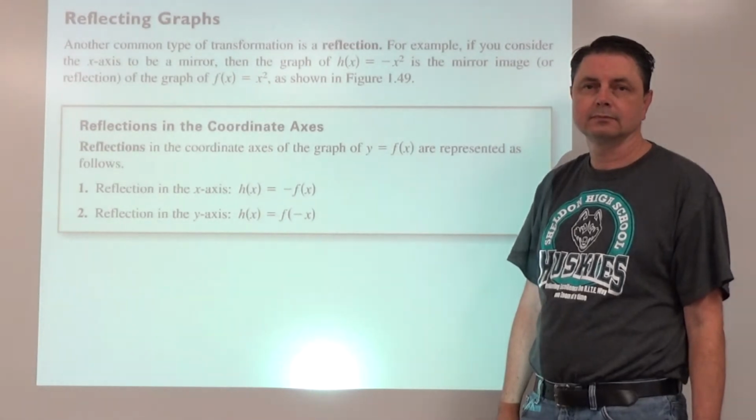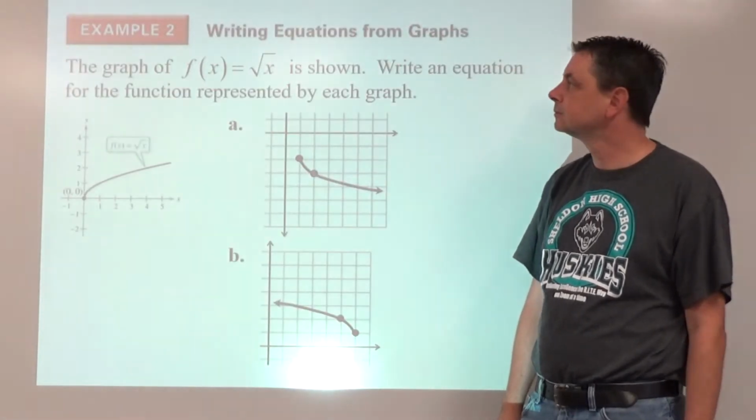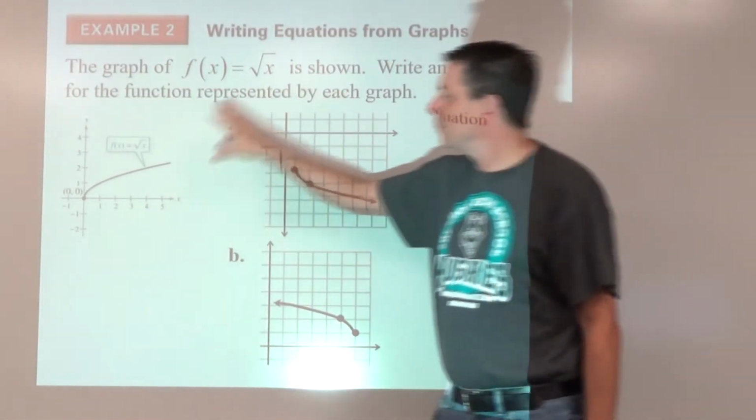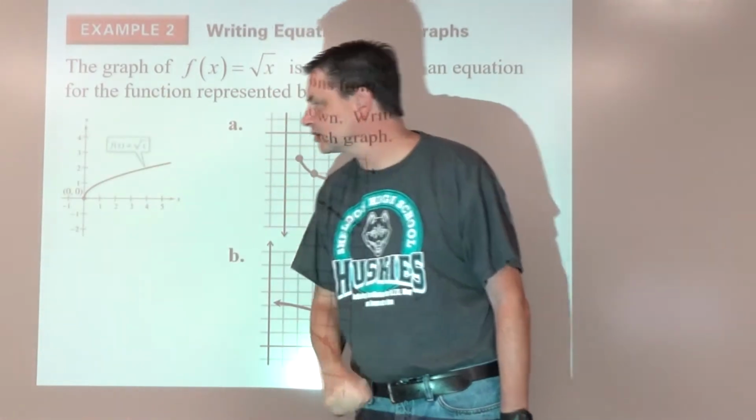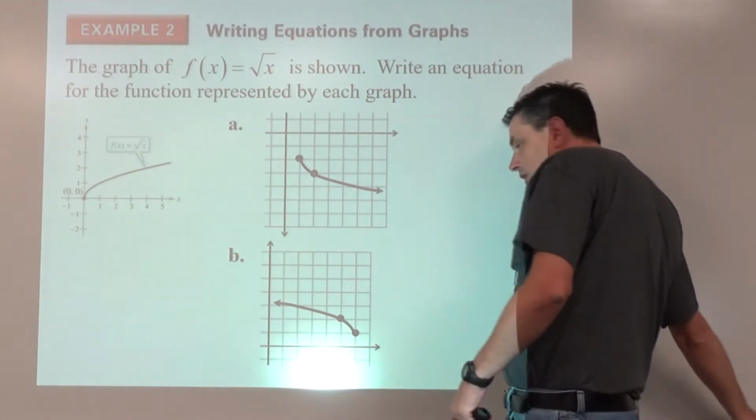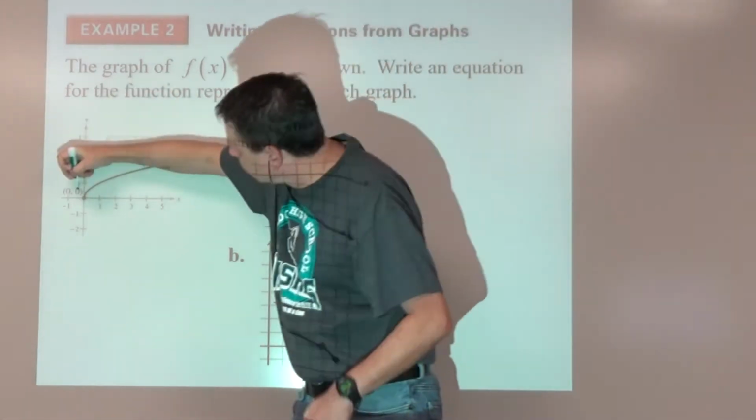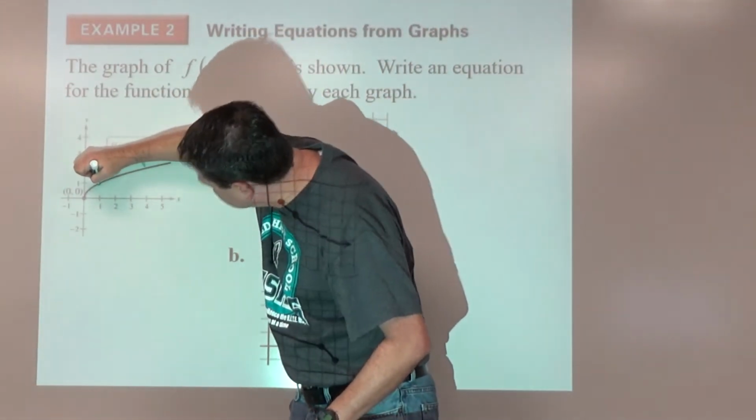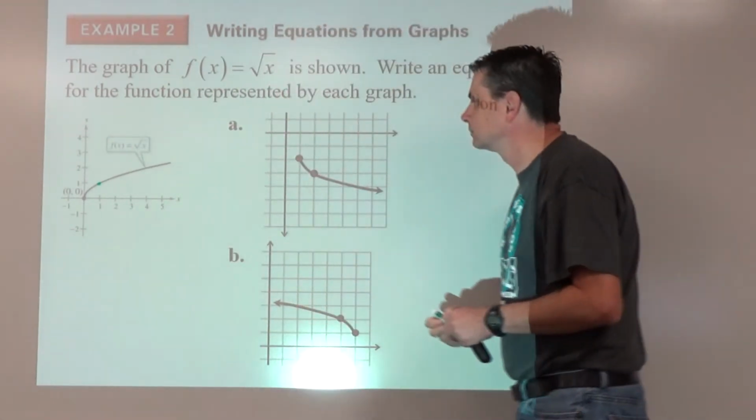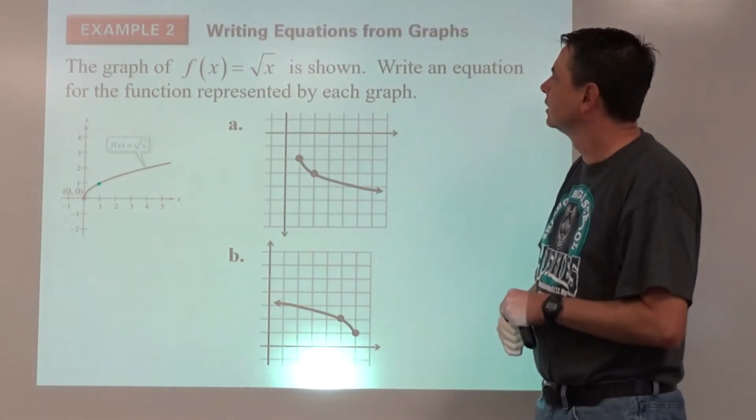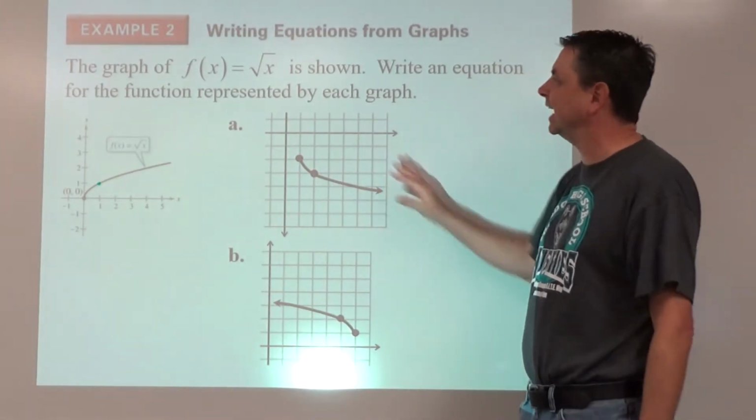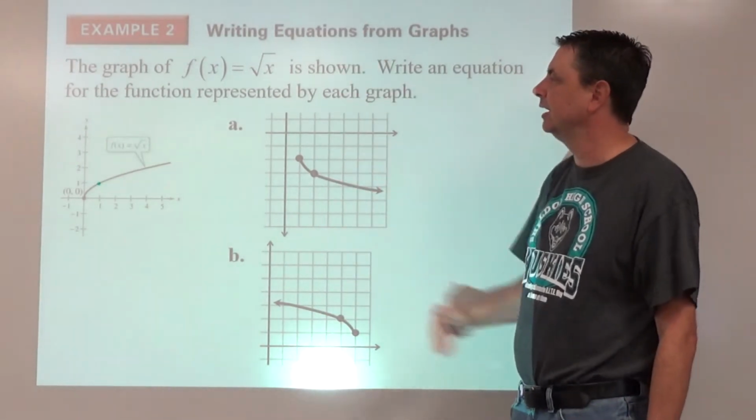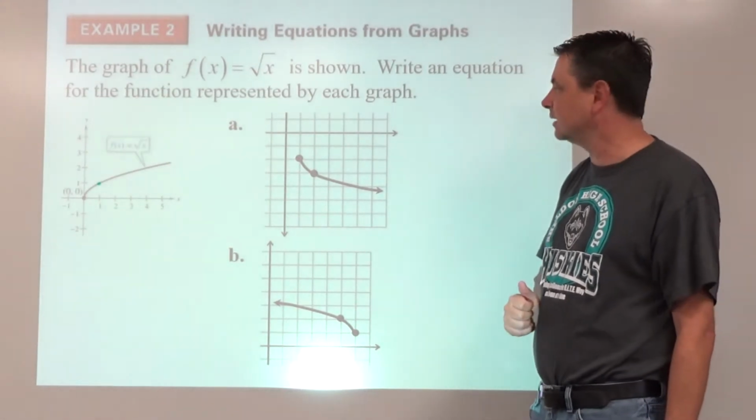So if our parent function is f of x equals the square root of x, which we saw yesterday, and also has a key point at (1, 1). So it says, hey, here are some transformations of this. Can we write the function based off of that?